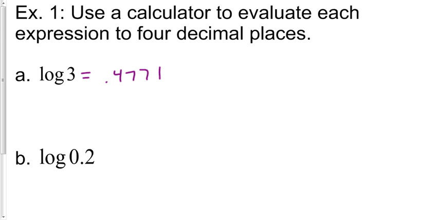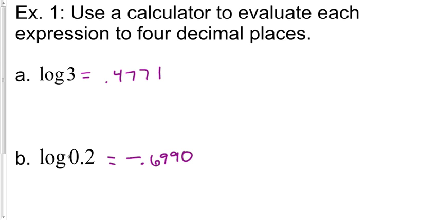For part B, I'm going to type in the log of 0.2. When I do that, I get negative 0.6990. Now, 10 to that power gives you about 0.2. These are approximations because they're 4 decimal places.